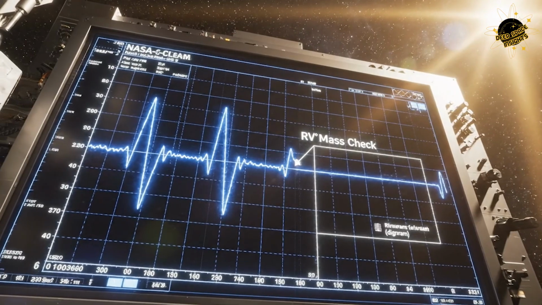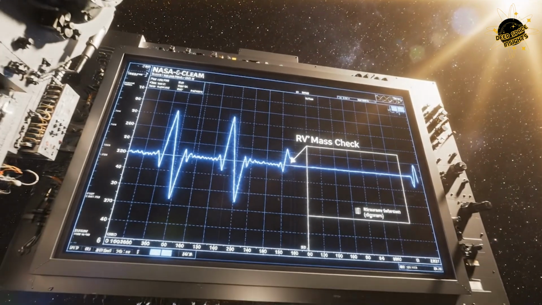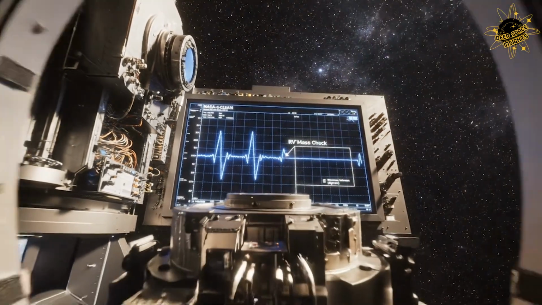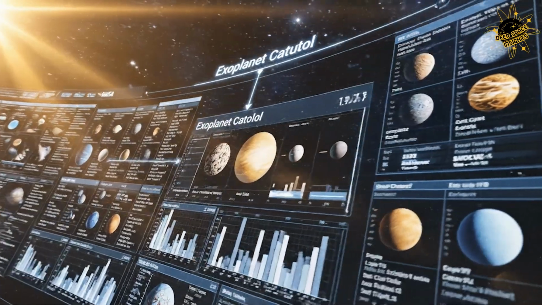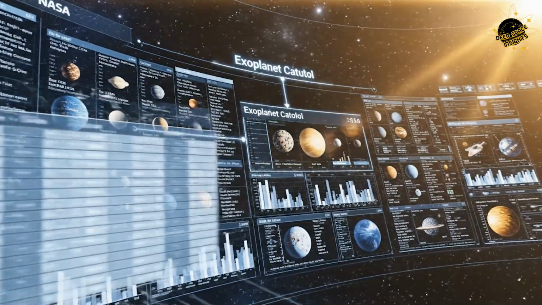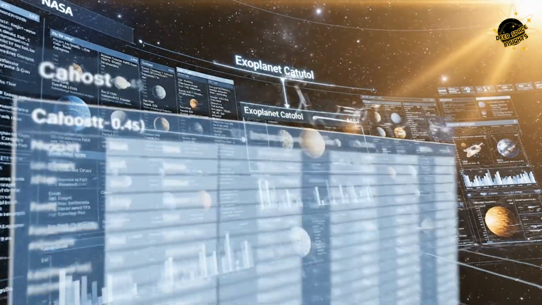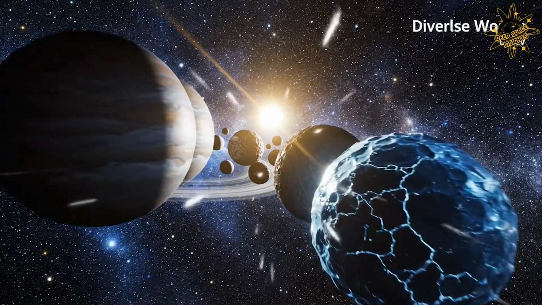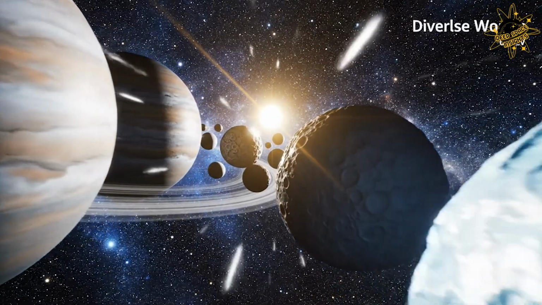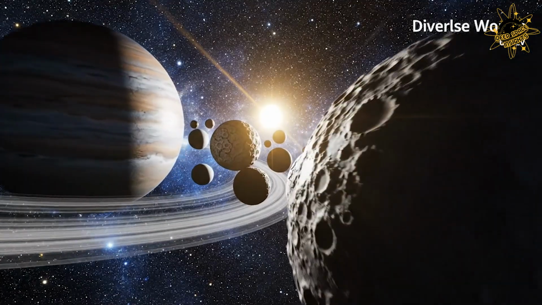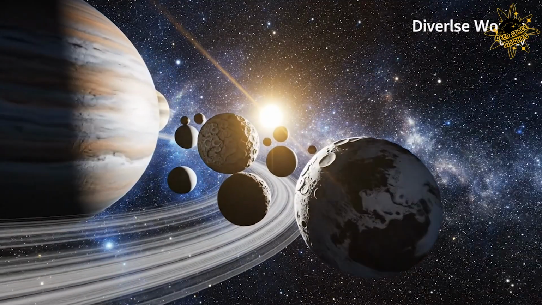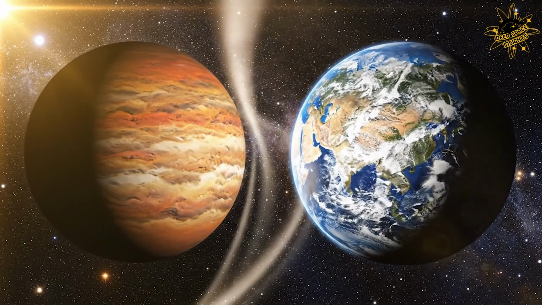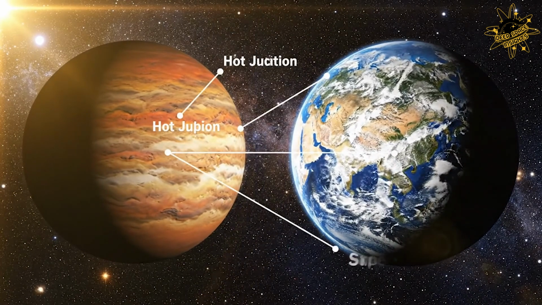This confirmation process uses radial velocity to verify the planetary mass is consistent with the transit size. Once confirmed, the exoplanet gets a designation and is added to the official catalogue. The catalogue now contains thousands of worlds with extremely diverse properties. This is why the discoveries range from hot Jupiters to super-Earths and mini-Neptunes.